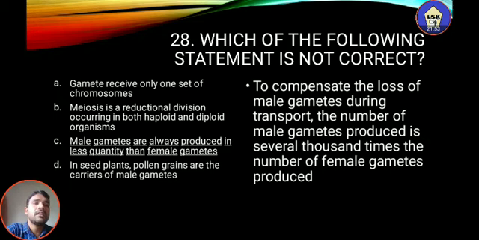To compensate the loss of male gametes during transport, the number of male gametes produced is several thousand times the number of female gametes. In some organisms it is the same quantity, no much difference. So option C is the right answer, and that is the wrong statement with respect to all organisms. For a specific organism, that may be the correct statement.